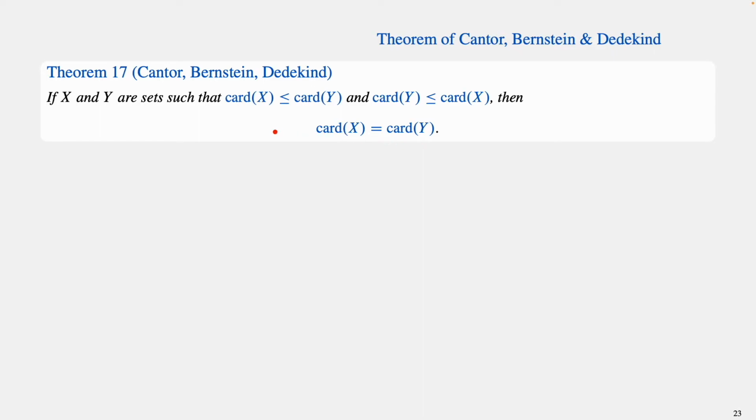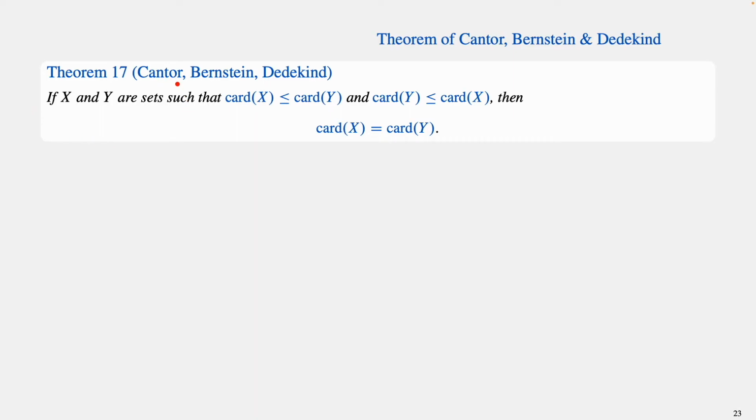Now for finite sets this seems pretty obvious, but with our given definitions for the cardinality of infinite sets, this is not so obvious. And the proof is actually quite difficult and long, so it's worth taking the time to understand it and perhaps rewind the video in some places if necessary.